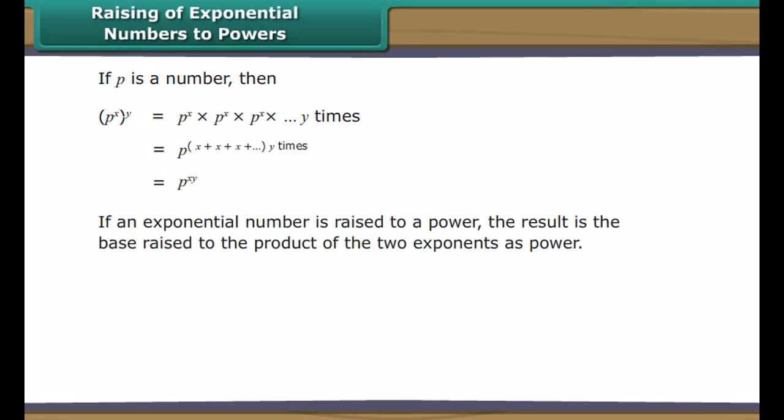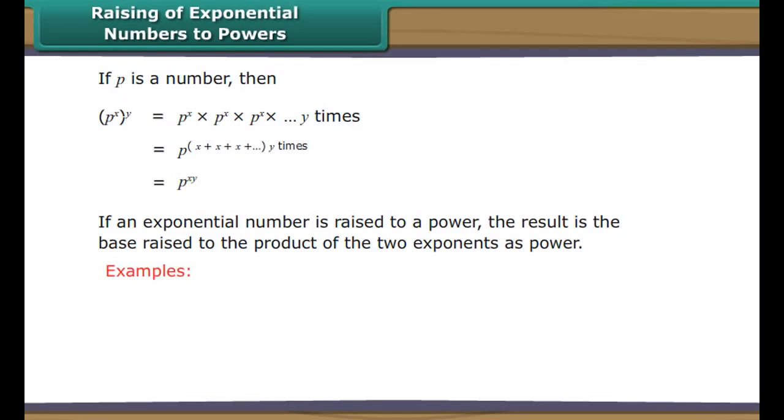If P is a number, then (P^X)^Y is equal to P^X into P^X into P^X, and so on till Y times, which is equal to P^(X plus X plus X plus so on till Y times), which equals P^(XY). If an exponential number is raised to a power, the result is the base raised to the product of the two exponents as power.